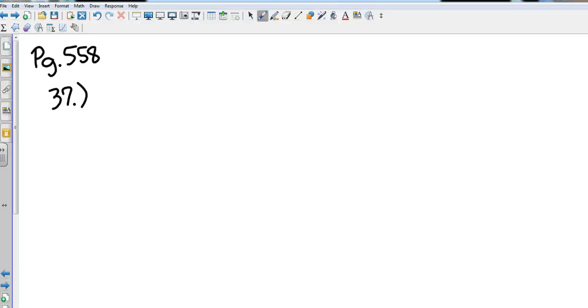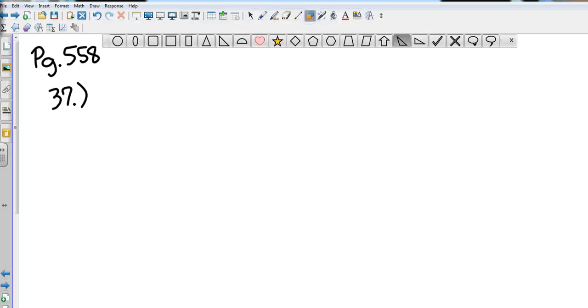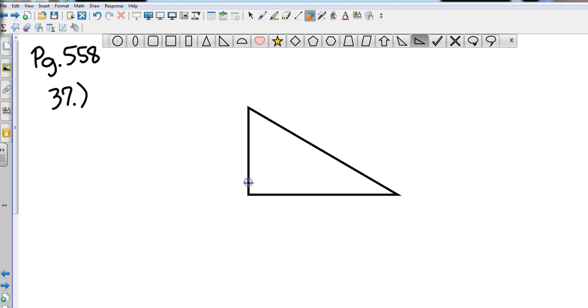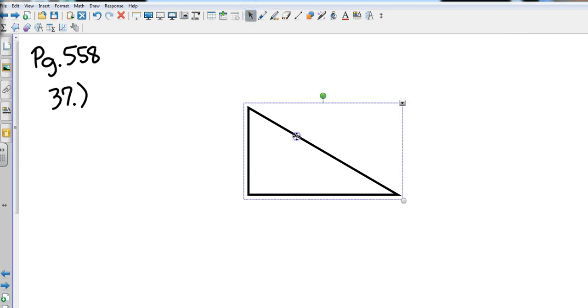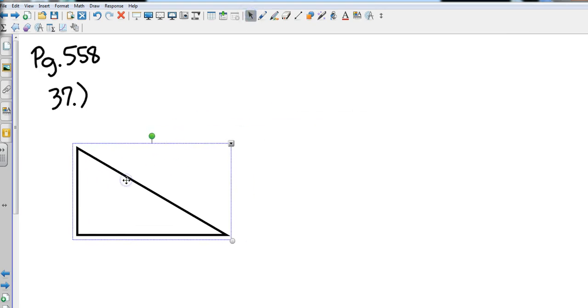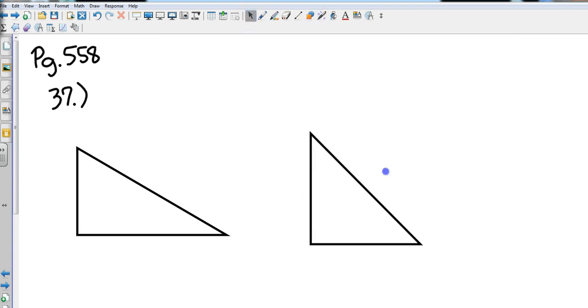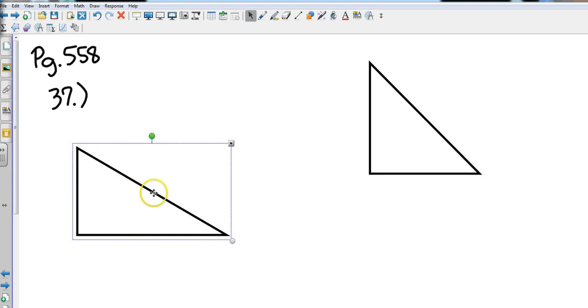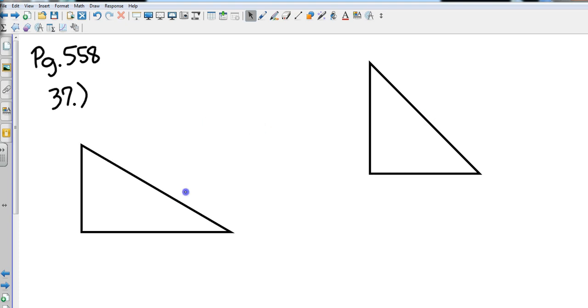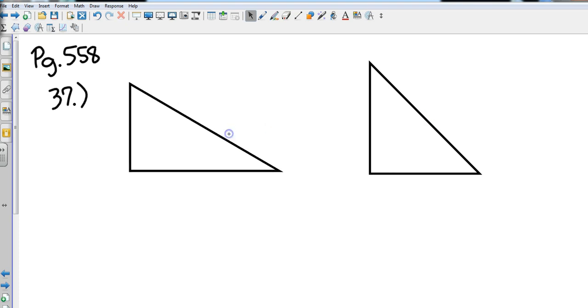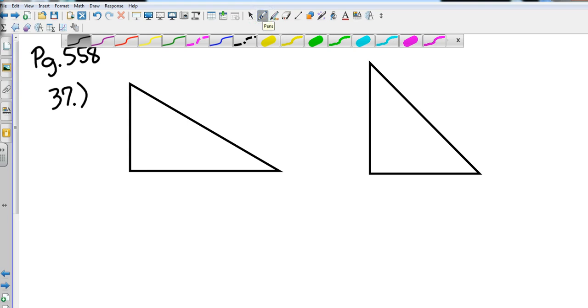37 is a special right triangle. So I want to do this. I want to put a base here and get this going before I do the problem, so it doesn't look just crazy ridiculous. Here's the two triangles, the 30, 60, 90, and the 45, 45, 90. So here would be my 90-degree angle. This would be my 45.